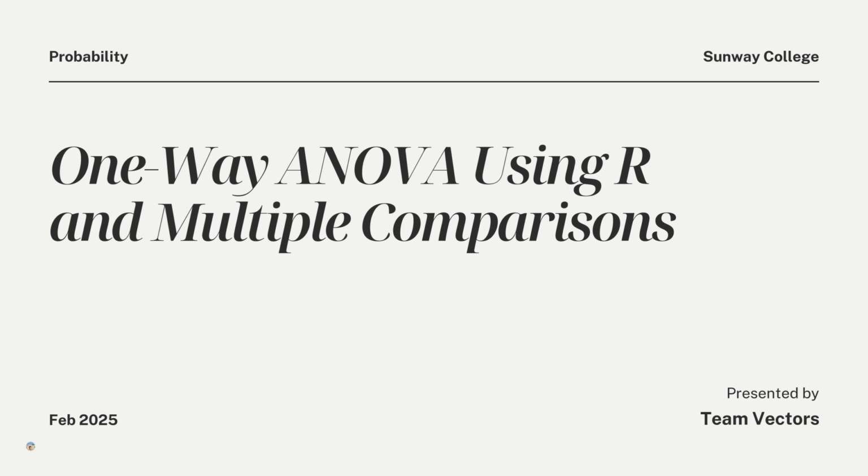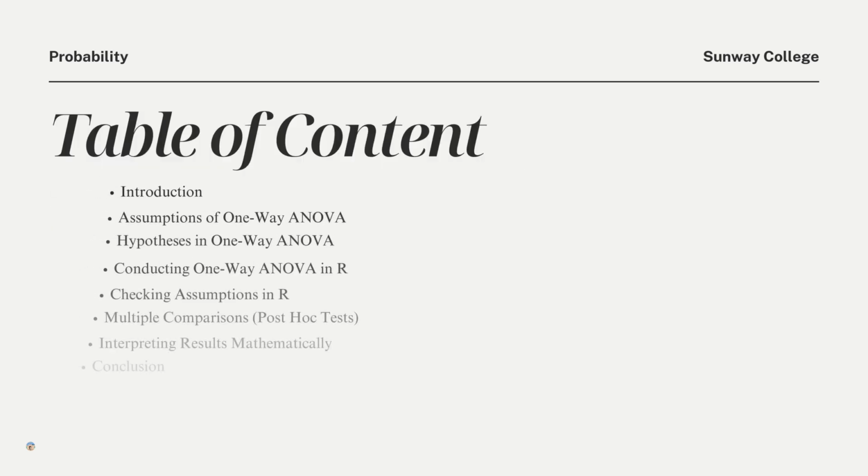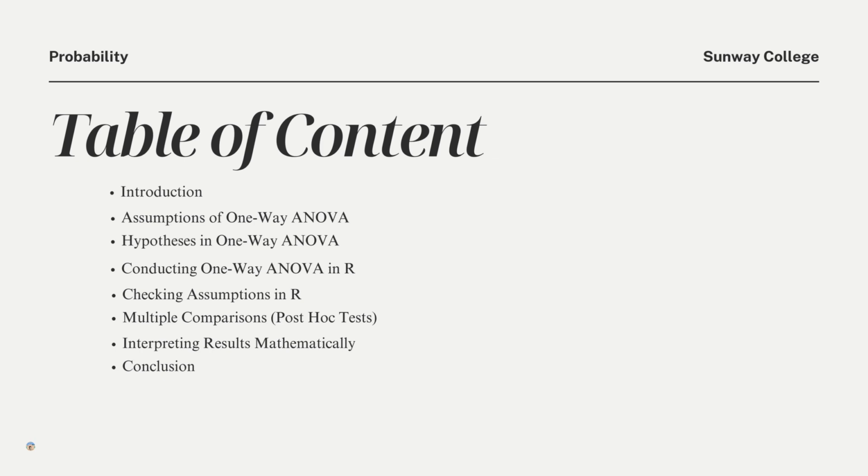Let's dive right in. Here we have provided the contents for this presentation. Introduction, assumptions of One-Way ANOVA, hypothesis in One-Way ANOVA, conducting One-Way ANOVA in R, checking assumptions in R, multiple comparisons post-hoc test, conducting multiple comparisons in R, interpreting results, and lastly the conclusion.